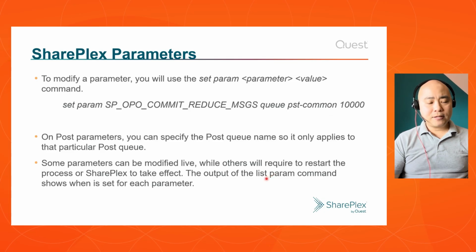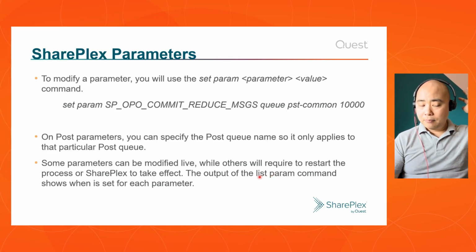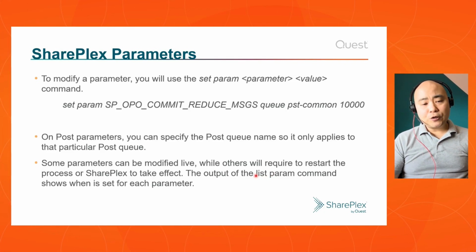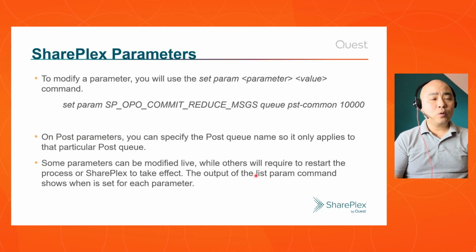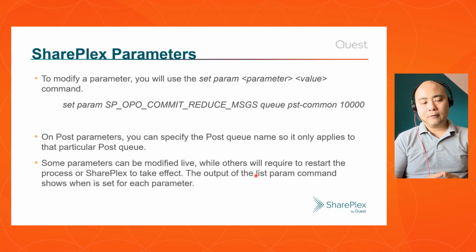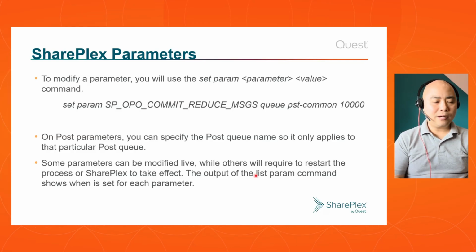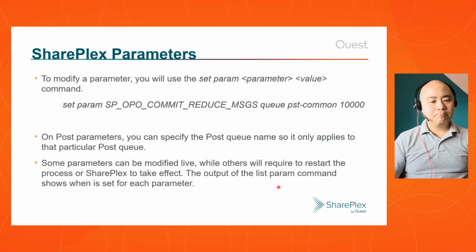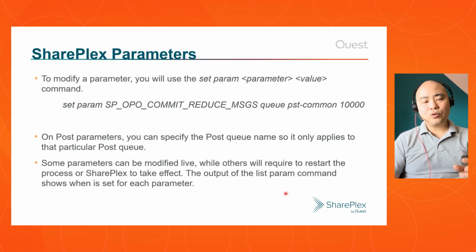Some of the parameters, as I mentioned, can be modified live. Others will require you to restart the process, or restart SharePlex altogether. Basically, some of the memory parameters will require you to restart SharePlex to take effect. As I mentioned, the list param should show you if it's a live parameter, restart process, or restart SharePlex.